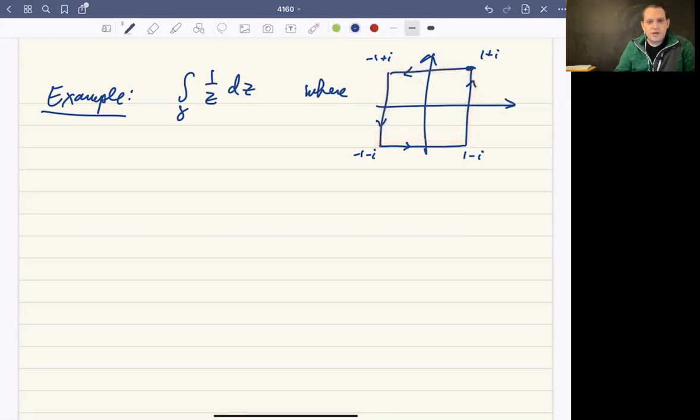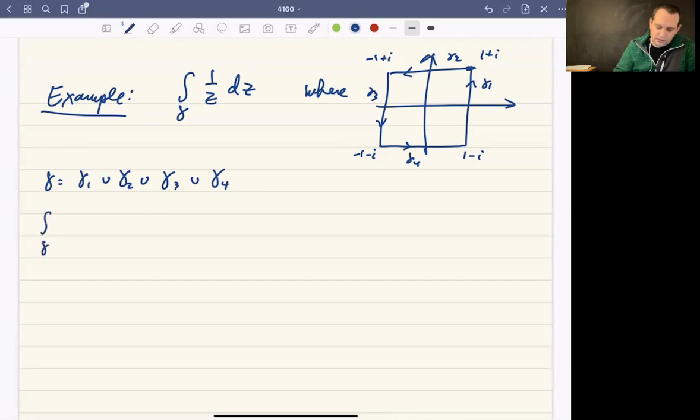And what we could do is break gamma up into, say, 4 pieces. So we could write gamma as the union of 4 curves. Let's call these gamma 1, gamma 2, gamma 3, gamma 4, and compute the integral over all of these pieces. This U stands for union. So the integral over gamma is going to be the integral over gamma 1, I'm just going to use some shorthand here, plus the integral over gamma 2, plus the integral over gamma 3, plus the integral over gamma 4.